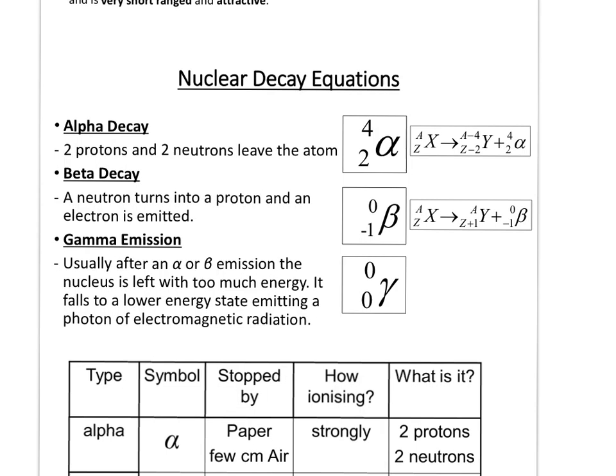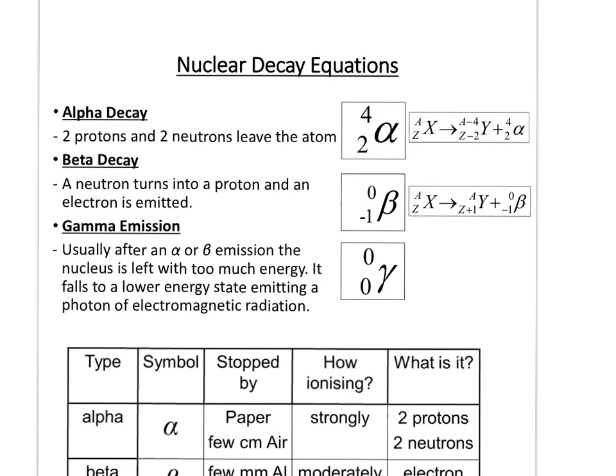There are three different types of nuclear decay equations: alpha decay, beta decay and gamma emission. In alpha decay, 2 protons and 2 neutrons leave the atom. In beta decay, a neutron turns into a proton and an electron is emitted. In gamma emission, there's normally too much energy, so a photon of electromagnetic radiation is released.